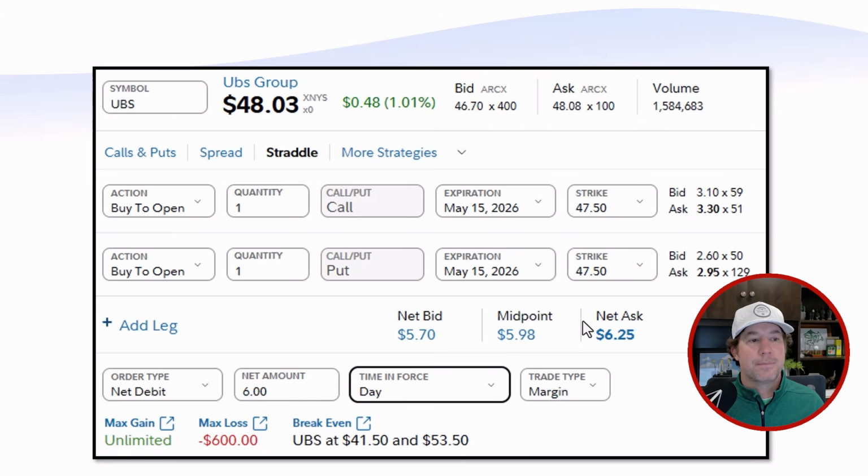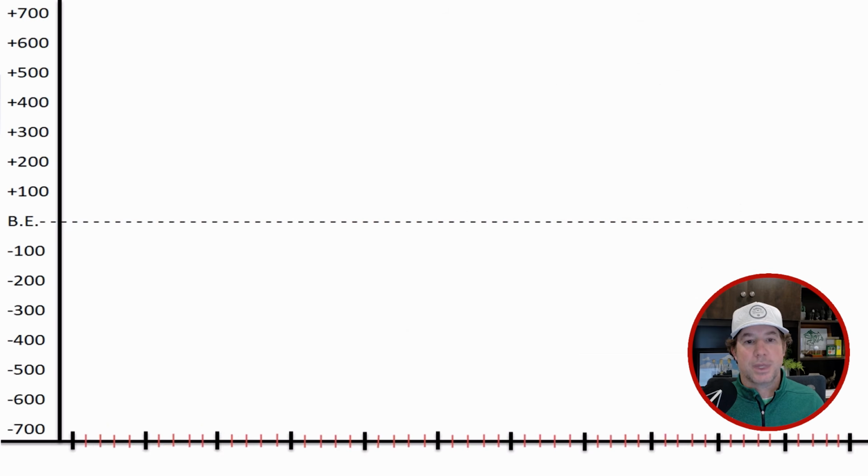If we have a May expiration for UBS, the stock price is at 48. If we buy this straddle that costs $6, our max risk is $600. And we lose $600 if the stock lands right at 47.50, which would be like right here.